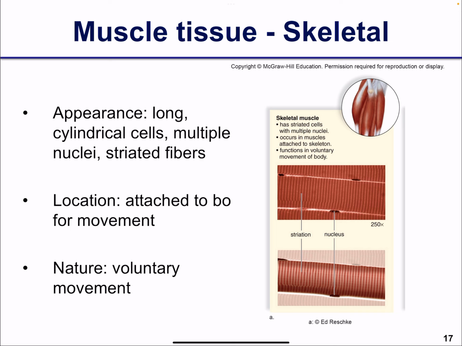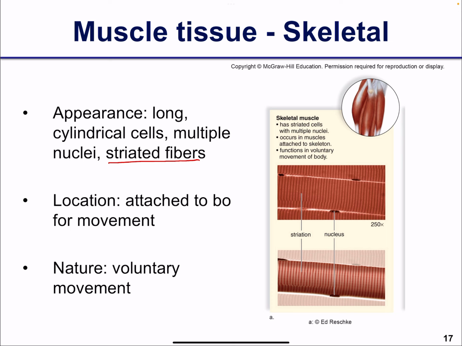These cells are going to be very compacted, and you are going to see a number of other structures. We're going to see striations. These striations are basically dark bands and light bands. We are going to see this when we look at the muscular system, but I'm not going to give you much more detail than that.